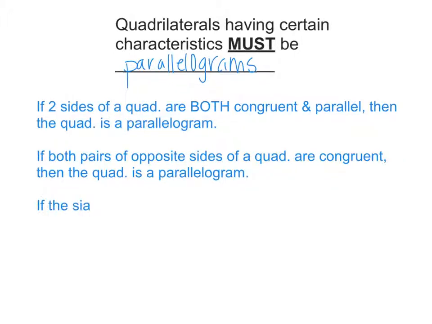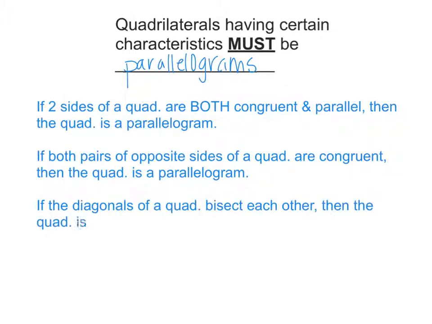Lastly, if the diagonals of a quadrilateral bisect each other, then the quadrilateral is a parallelogram.